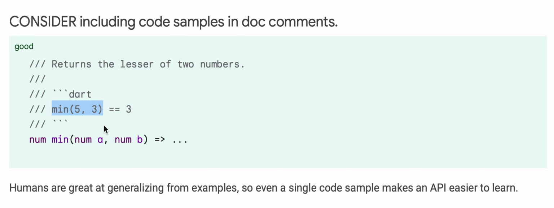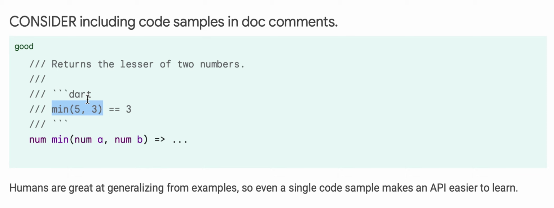And these triple backticks basically tell us to format it as code rather than a simple statement. So Dartdoc identifies these backticks and formats them as Dart code. So yeah, this is how we should consider including code samples in our documents.